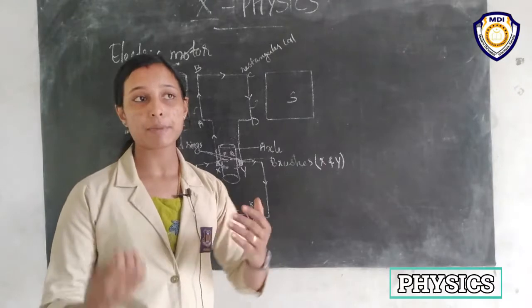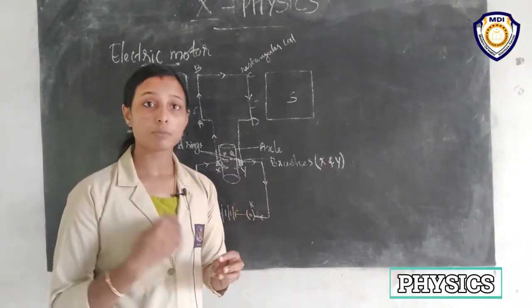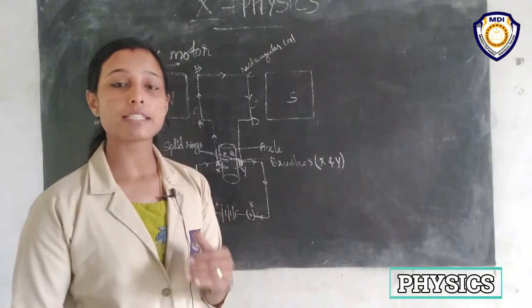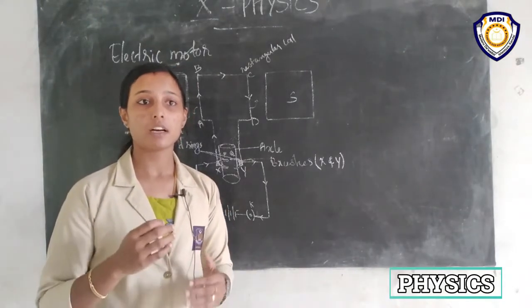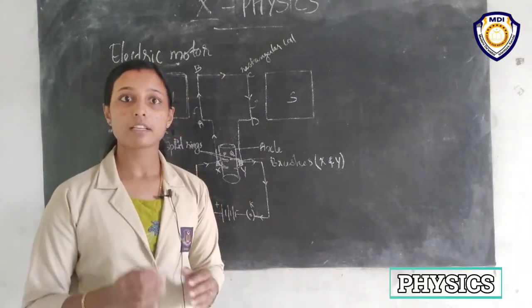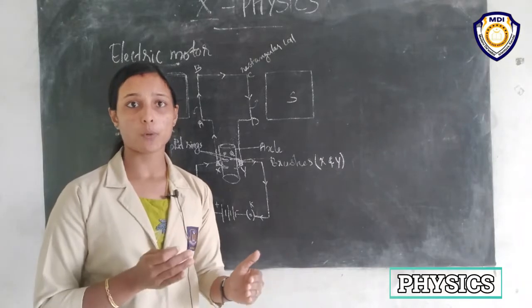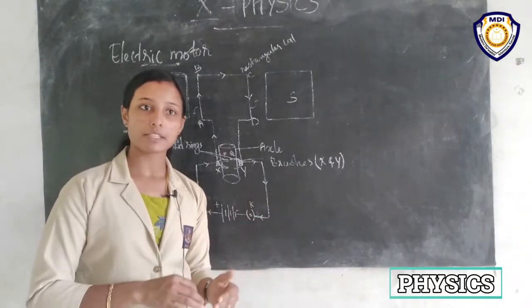Instead of any metal brushes, we use graphite brushes, right? Because graphite is a good conductor of electricity, and it is also a self-lubricating form of carbon. Graphite is an allotrope of carbon, right? So graphite is a good conductor.